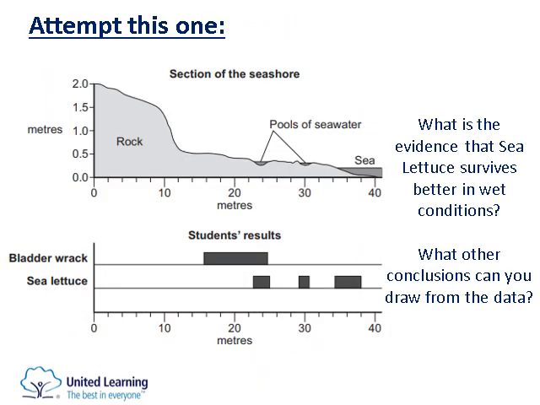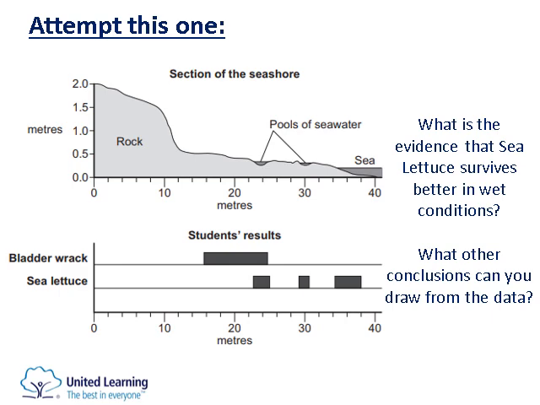So this is an example from a past paper. You've got at the top a diagram of a section of seashore, and at the bottom you've got a kite diagram of a student's results for a number of different plants. So you've got a bladderwrack and a sea lettuce. So what I would like you to do is, using the diagram, tell me what is the evidence that sea lettuce survives better in wet conditions.